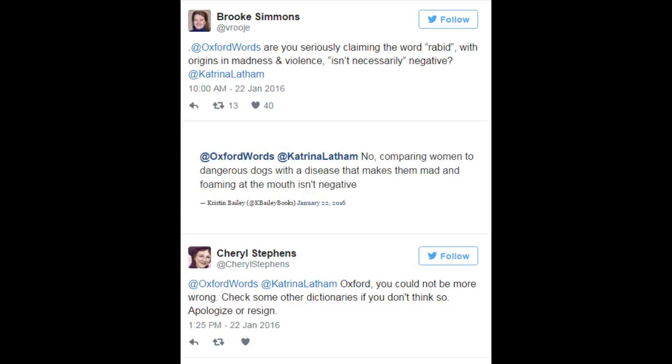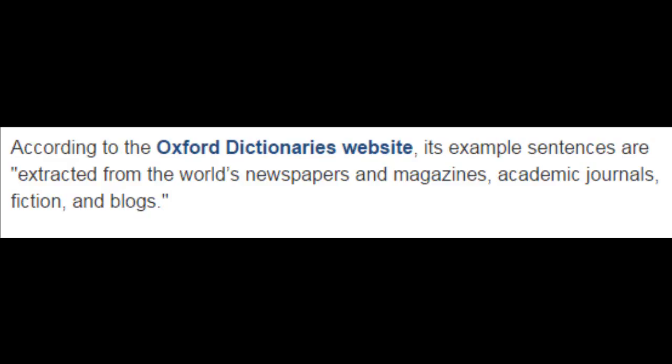So, to wrap it up, Oxford said that its example sentences are extracted from the world's newspapers and magazines, academic journals, fiction, and blogs. So, if they're not actually writing these example sentences, they're just pulling them from other sources. Why is it Oxford's fault? Because they're perpetuating patriarchy? Would that be their response?